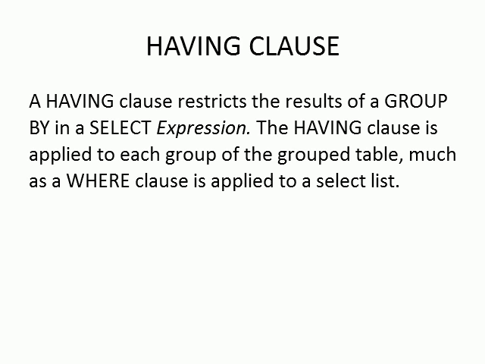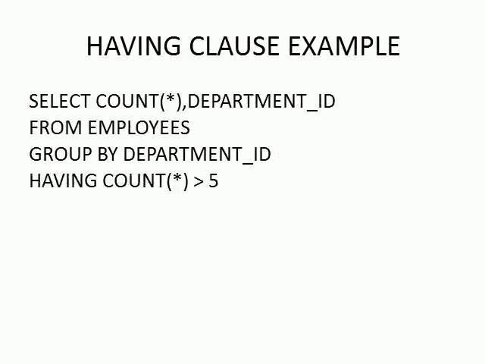A HAVING clause restricts the results of a GROUP BY in a SELECT expression. The HAVING clause is applied to each group of the grouped table, much as a WHERE clause is applied to a select list. The following example that uses a simple HAVING clause retrieves the count for each department ID from the employees table that exceeds 5 number of records.